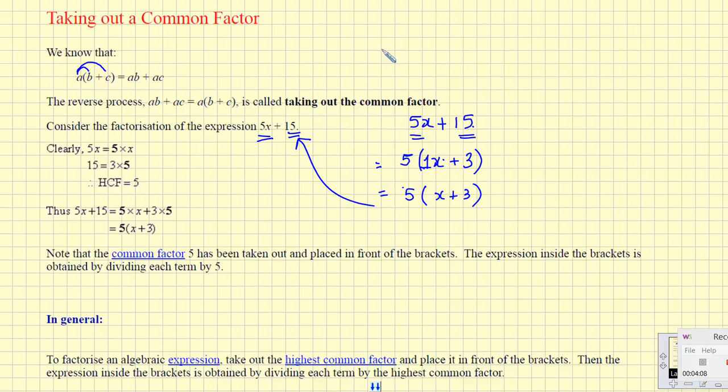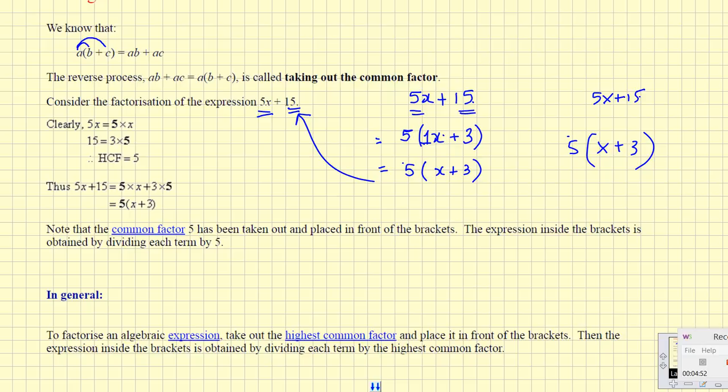The expression inside the brackets is obtained by dividing each of the terms that were inside the brackets by 5. So I had 5x plus 15, and 5x divided by 5 gives me x, and 15 divided by 5 gives me 3. Done. So in general, to factorize an algebraic expression, we take out the highest common factor and we put the rest inside the brackets.